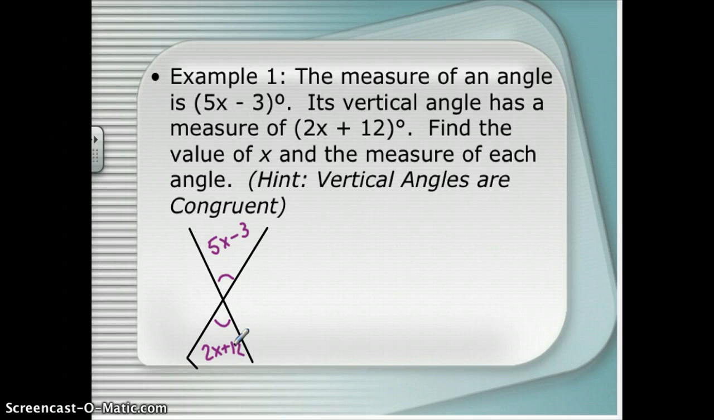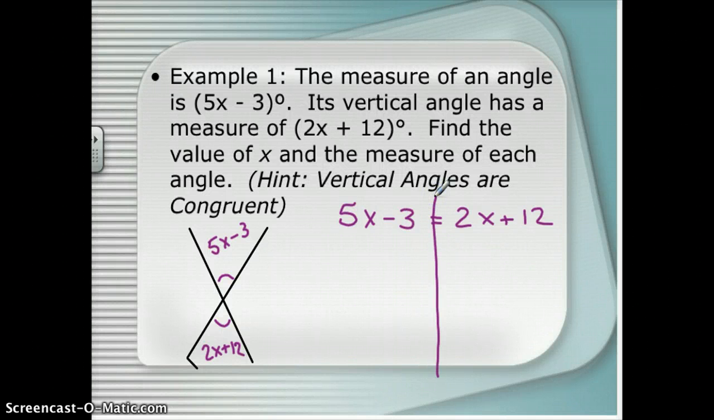And I know that they're congruent, so that means they're equal. So I'm going to set up an equation like this. 5x minus 3 equals 2x plus 12. Okay, and my job is to solve this equation, and I need to keep all the rules I've learned before, do the same thing to both sides, etc.